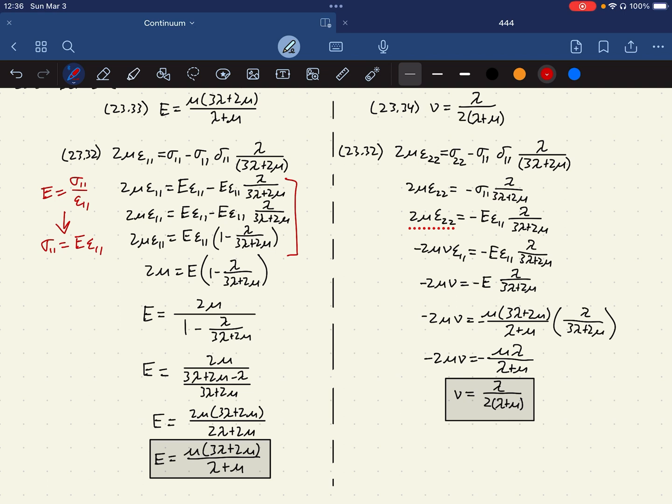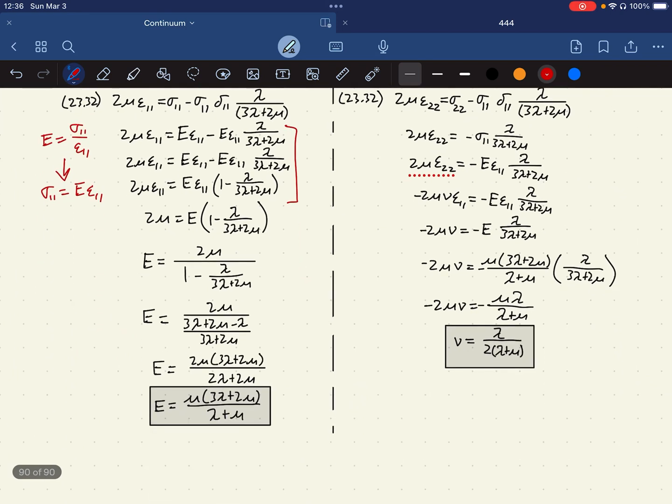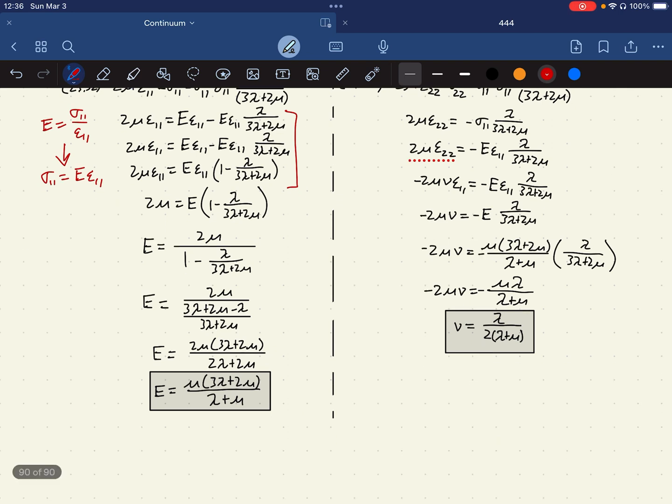I can then divide off the epsilon from both sides, and then rearrange to have the elastic modulus on the left-hand side of the equation. And at this point, we are just doing algebra basically on the right-hand side.